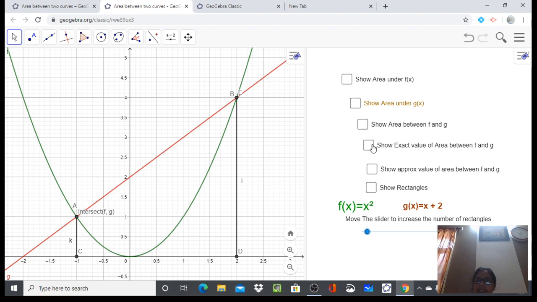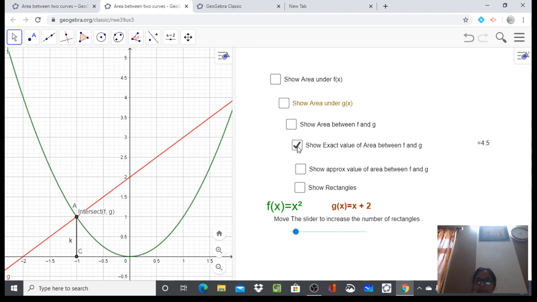Now what is the exact value of the area between f and g? We have used the integral command, integral between f and g. The value of the integral will be shown by this. The exact value of the integral is 4.5. That is the area between f and g, which is 4.5.